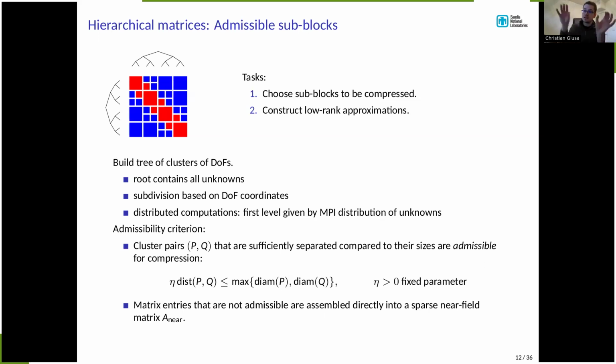Now, you see essentially here in this 1D example, as we get closer to the diagonal of our operator, we can only approximate on smaller and smaller blocks. And at some point, once we're very close to the diagonal, we will never find any blocks where we can do approximation. And so these are then the blocks that we fully assemble and that are part of the near field. Next slide, please.